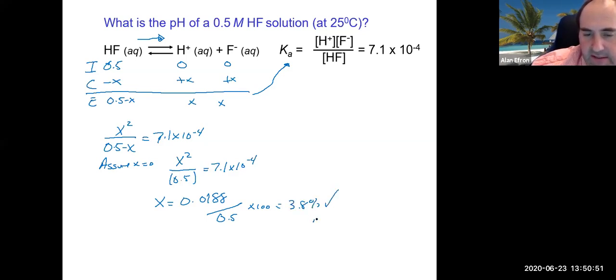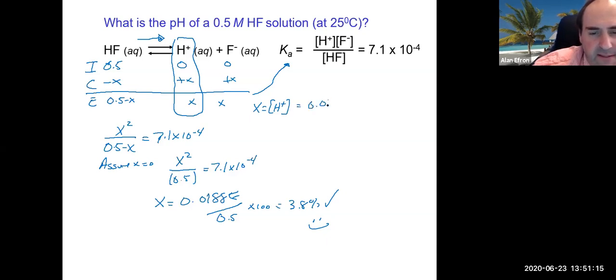which means the check is good. Remember, we're looking for 5% or less. Since that check is good, that essentially means that this is our x value. And as we talked about, since we're looking for pH, that's really the only thing we're interested in from this table. So x does equal the H plus concentration, and that gives us 0.0188 molar.